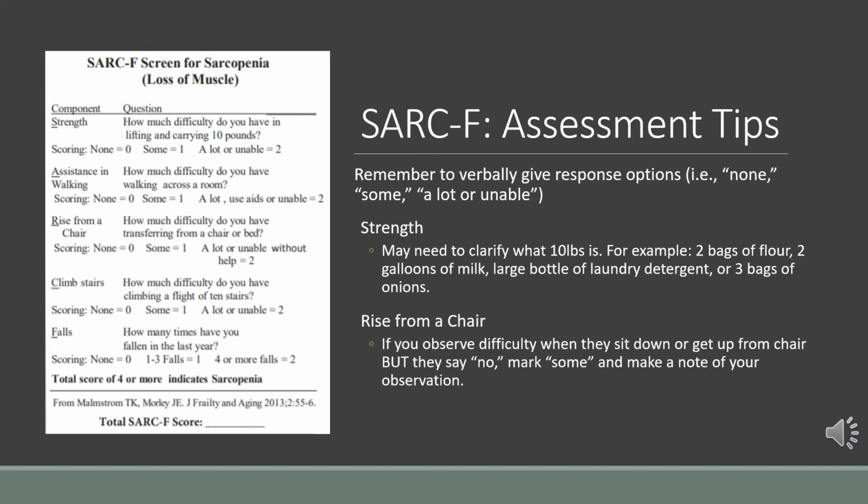Another important thing to note when administering this scale is that the older adult's responses may not match or coincide with your own observations. For example, the rise from a chair question asks how much difficulty the older adult has transferring from a chair to a bed. If you observe difficulty when they sit down or get up from the chair, but they say no or mark some, make a note of your observation on the form.